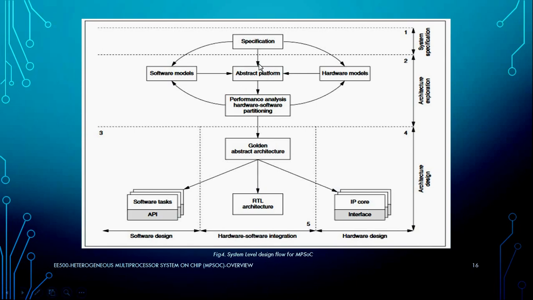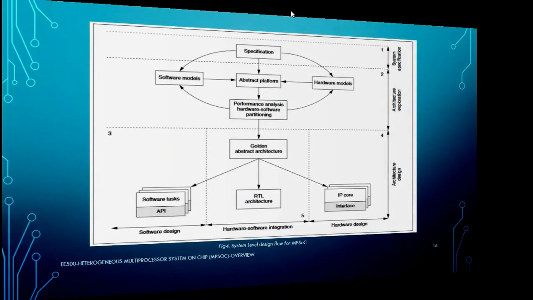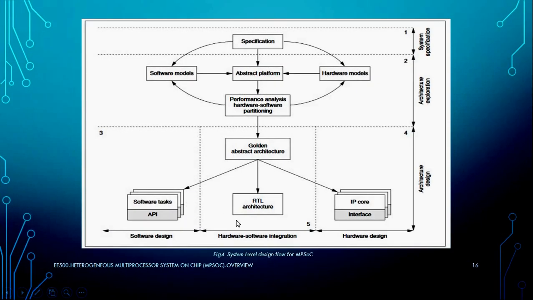The abstract platform here integrates the software and the hardware module. By running this analysis, we come to a golden abstract architecture, which is application specific and which is also heterogeneous. This golden abstract architecture is further divided into software task, RTL architecture, and IP cores, or the hardware design. The hardware design is basically RTL implementation to describe the functionality of various IP cores.